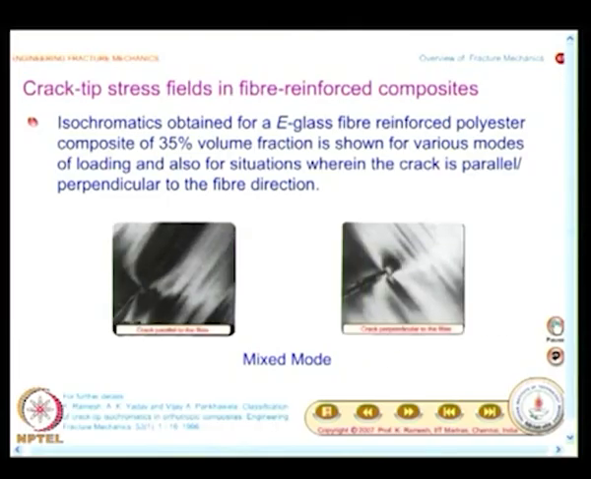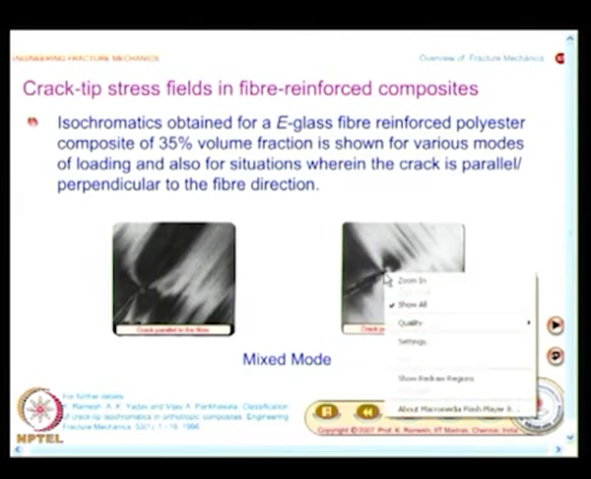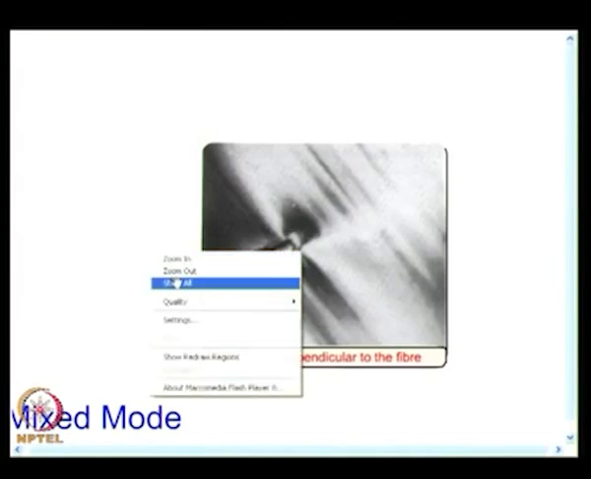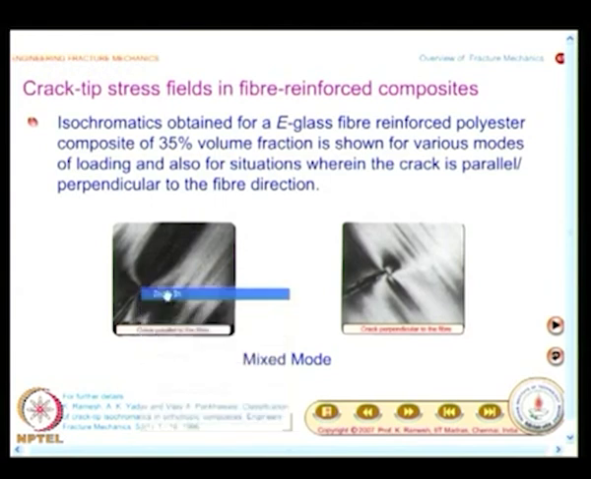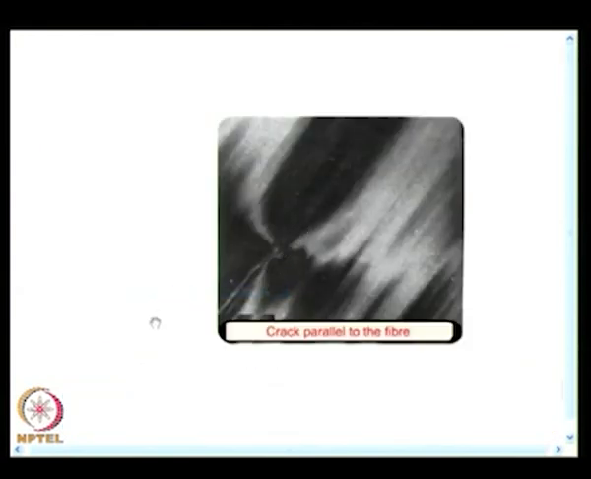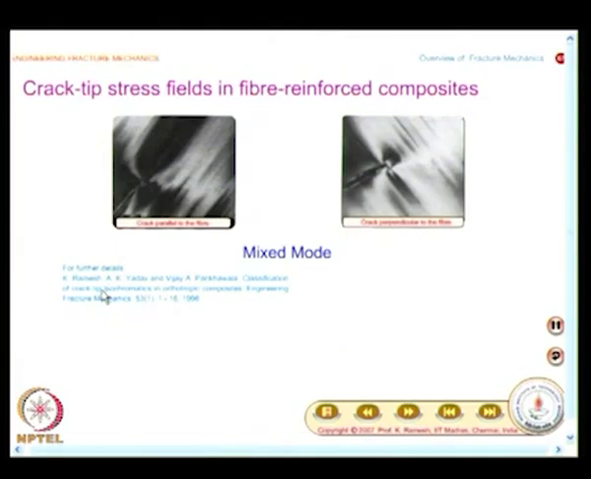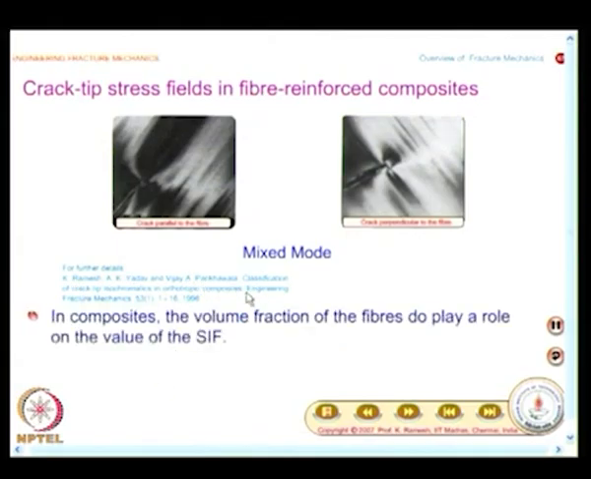And these pictures are quite dramatic. You could see when the crack is perpendicular to the fiber, the fringes are pulled along the crack axis, and this is when the crack is parallel to the fiber. You could find some of the results in this paper. This is by myself, A.K. Yadav, Vijay A. Pankawala, which appeared in Engineering Fracture Mechanics in 1996.